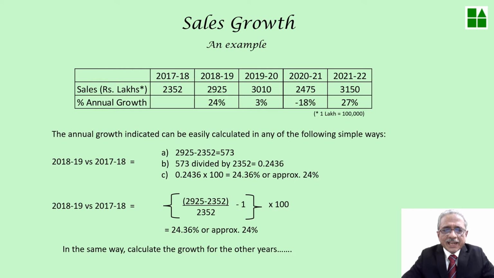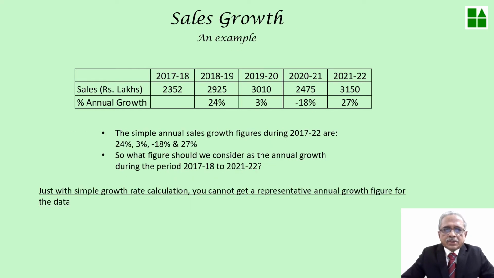In the same way, calculate the growth for the other years. So the simple annual sales growth figures during 2017 to 2022 are 24%, 3%, minus 18%, and 27%. You might look at this figure of minus 18% and then recall that in 2021, the pandemic has probably caused a decline in the sales of this company during the previous year.